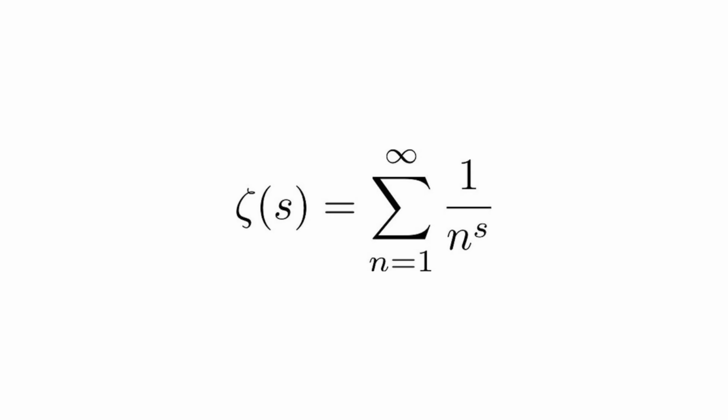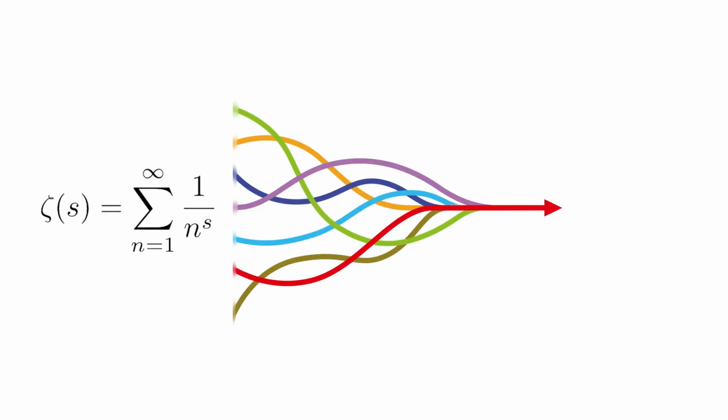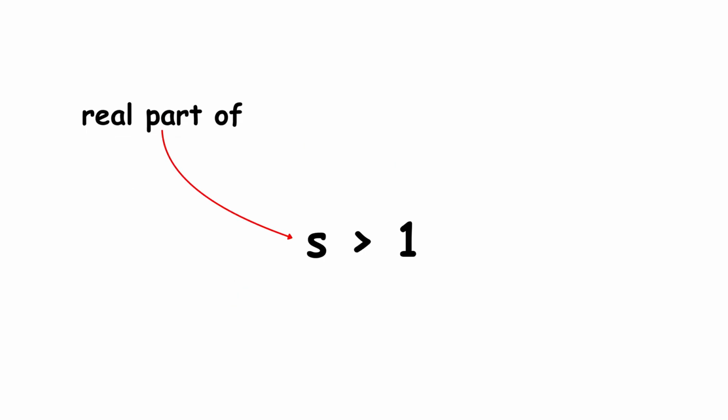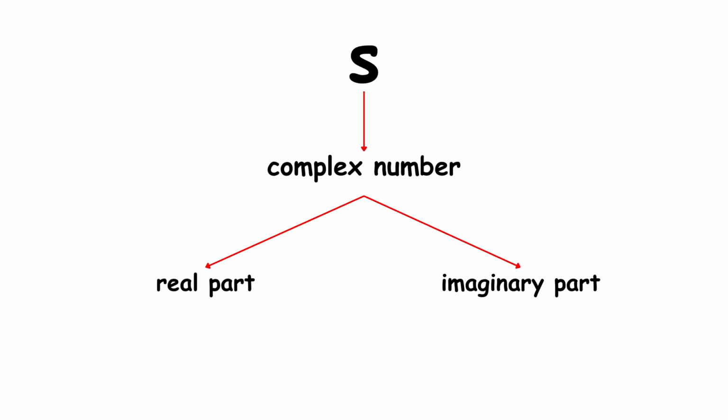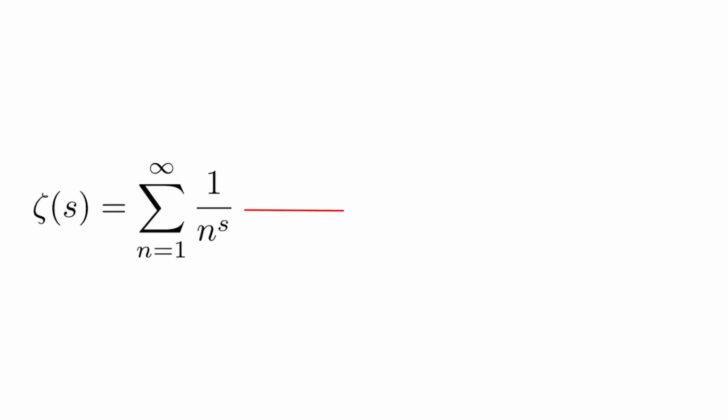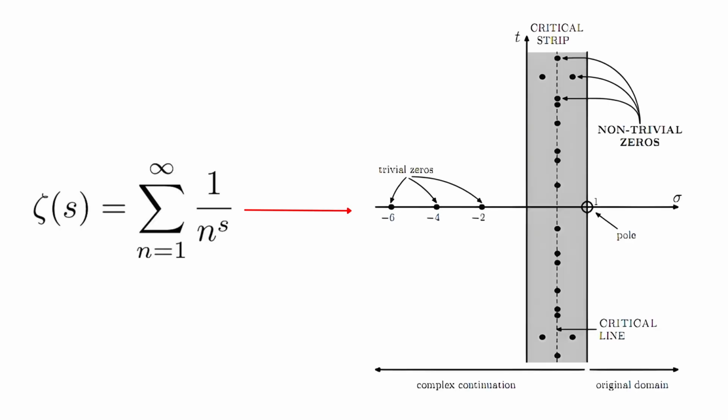The Riemann zeta function is a mathematical function that, in its simplest form, is defined as the following infinite sum. Zeta of s equals the sum from n equals 1 to infinity of 1 over n to the power of s. This infinite sum converges when the real part of s is greater than 1. In this case, s is not an ordinary number, but a complex number with both real and imaginary parts. Through a process called analytic continuation, this function can be extended to almost the entire complex plane.